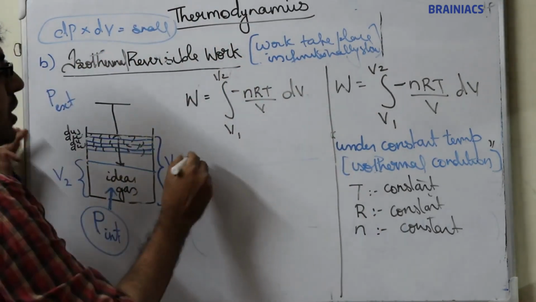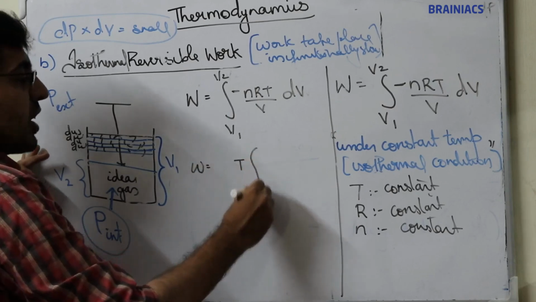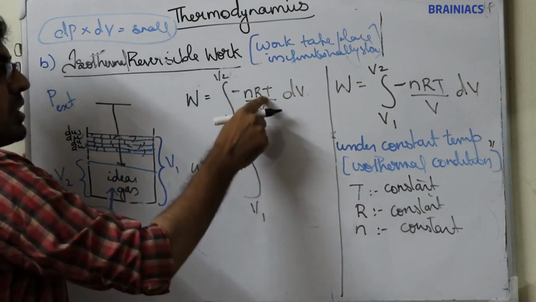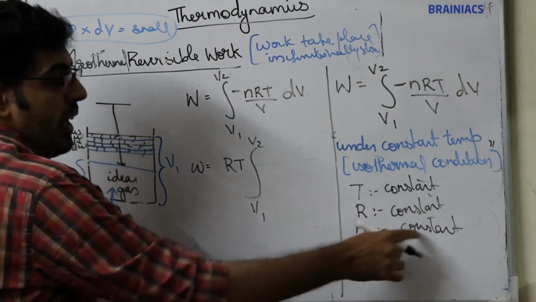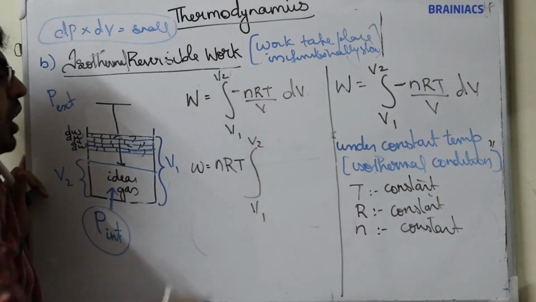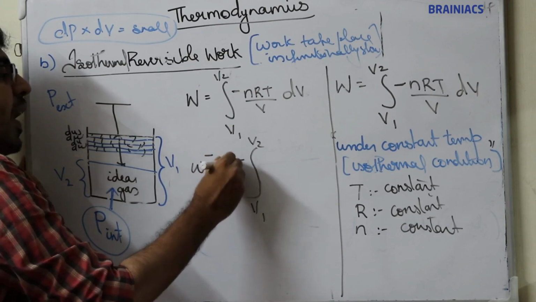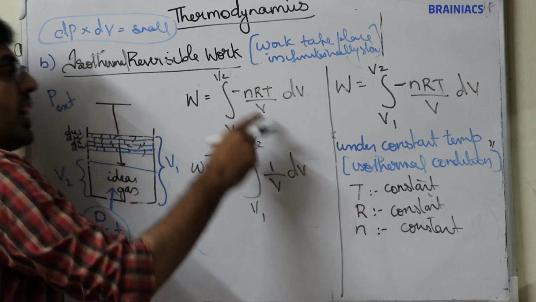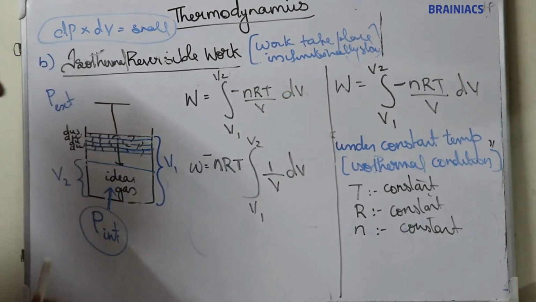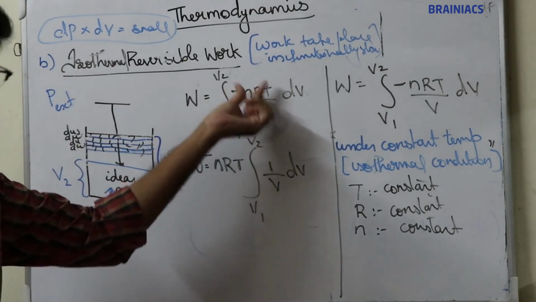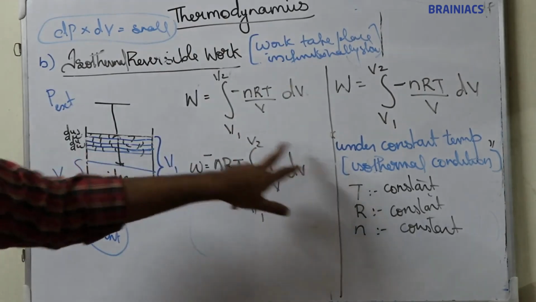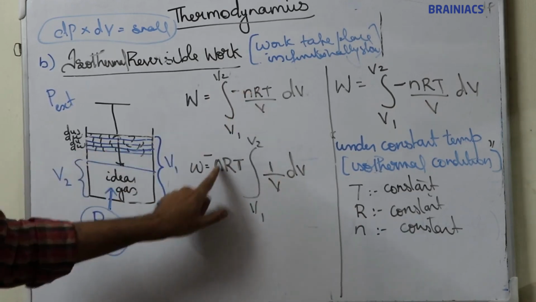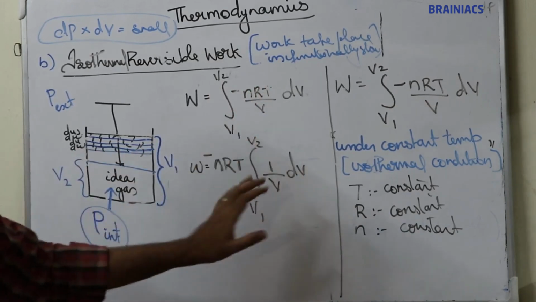Here temperature is constant, so I'm taking temperature outside the integration, V1 to V2. R is constant, I'm taking R outside this integration term. Here n is constant, I'm taking n outside this integration term, and minus. So minus nRT, integration from V1 to V2 of 1 by V dV. The remaining term is 1 by V and dV. T, R and n are constant. So W is equal to minus nRT integration of V1 to V2 of 1 by V dV.